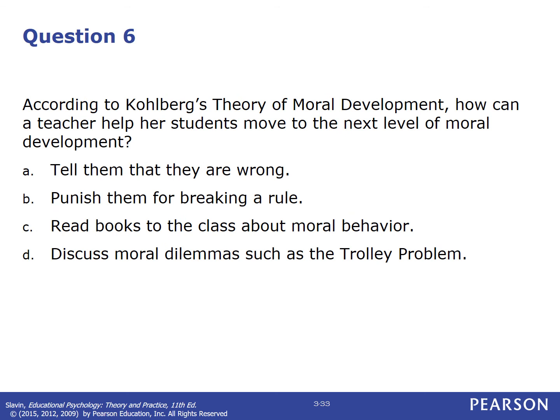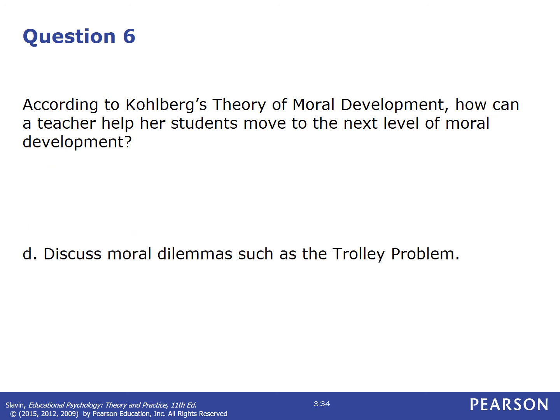Question 6. According to Kohlberg's theory of moral development, how can a teacher help her students move to the next level of moral development? A, tell them they are wrong. B, punish them for breaking a rule. C, read books to the class about moral behavior. D, discuss moral dilemmas such as the trolley problem. The answer is D, discuss moral dilemmas such as the trolley problem.